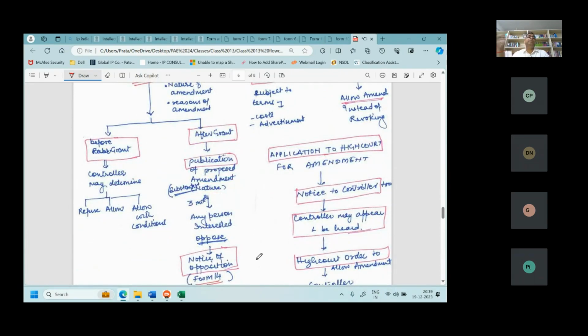However, after grant, it has to be published. It will be published if the proposed amendment is of substantial nature. If there is a clerical error, he will not publish it. But if it is a substantial error, the claim has been brought in or explanation has been added and it has a substantial effect, publication will be done. And in 3 months, any interested person can oppose.